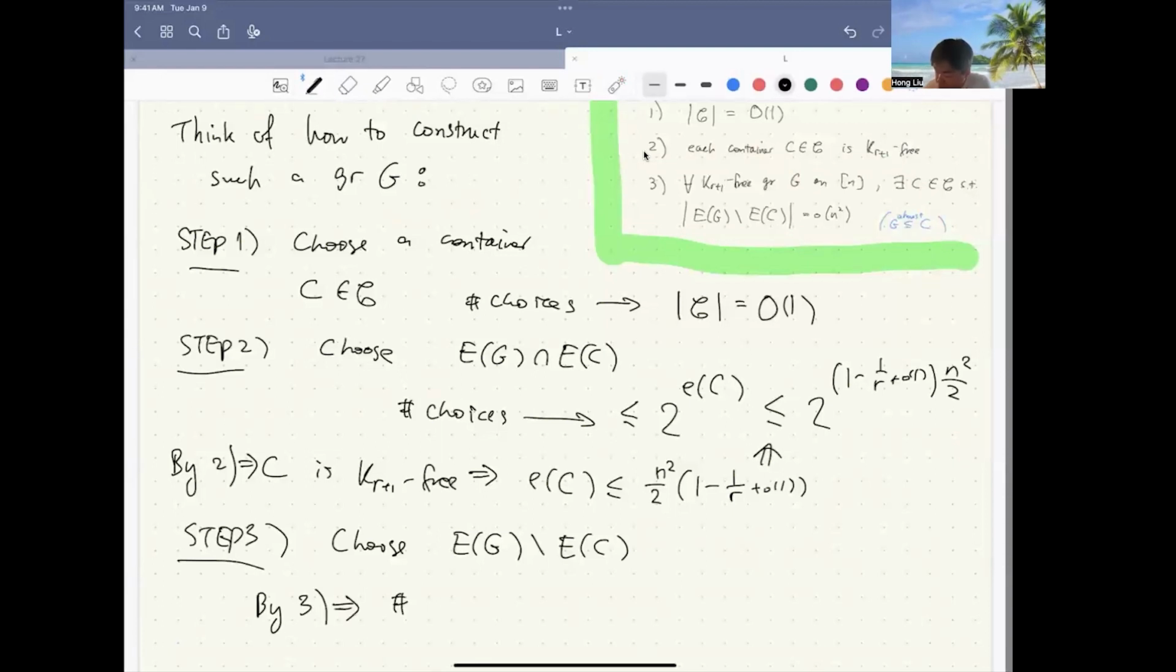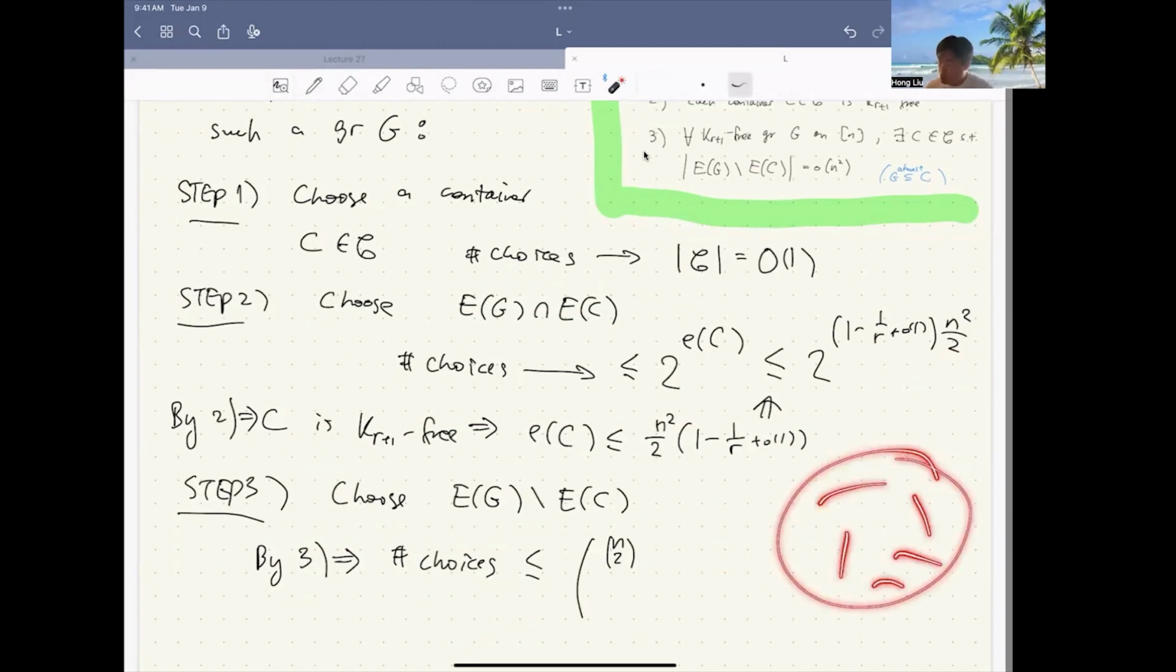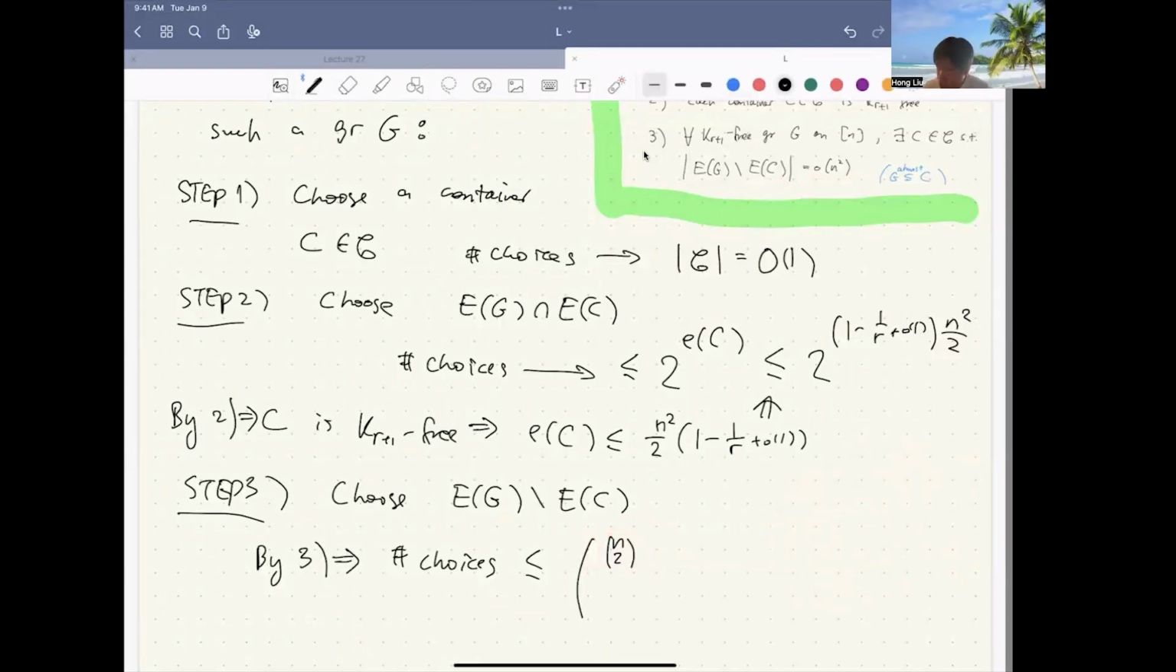The number of such choices is at most how many? Well, we have n choose 2 total number of edges on the first n integers, all possible pairs, n choose 2. Among these n choose 2, we have to choose a little o(n^2) to be this guy. So easy to compute. This is 2 to the little o(n^2).